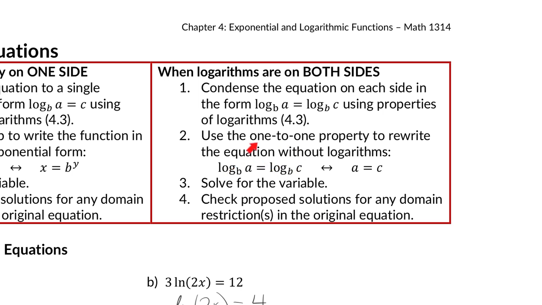You're then going to use the one-to-one property of equations to rewrite log base b of a equal to log base b of c just as a equal to c. Just like when the bases match, we made the exponents the same. When the logarithms match, you make the arguments the same. We'll then solve for the variable as necessary and then make sure that we do step 4 again, because anytime we have a logarithm, we must check our work to make sure that we don't have to throw any of them away.